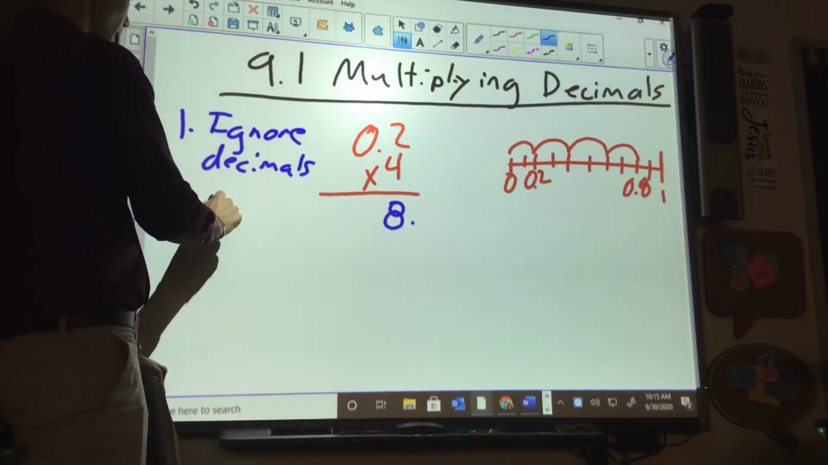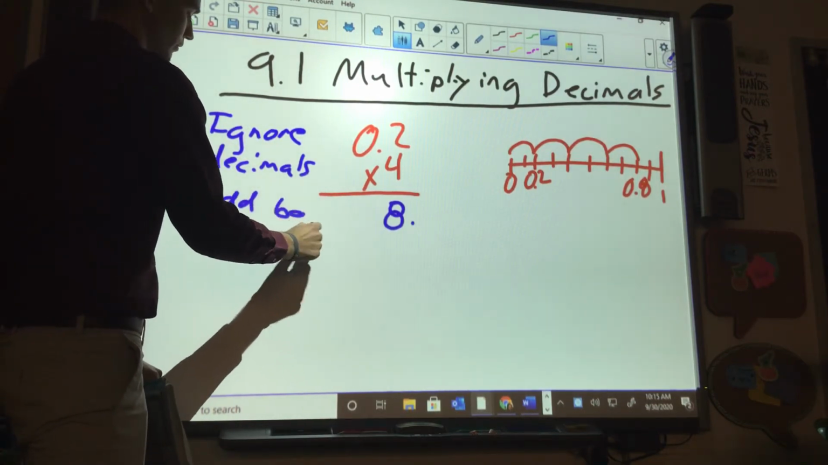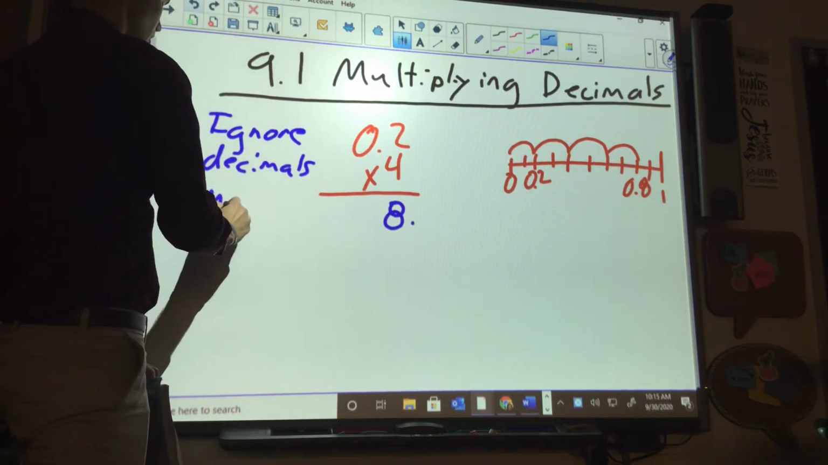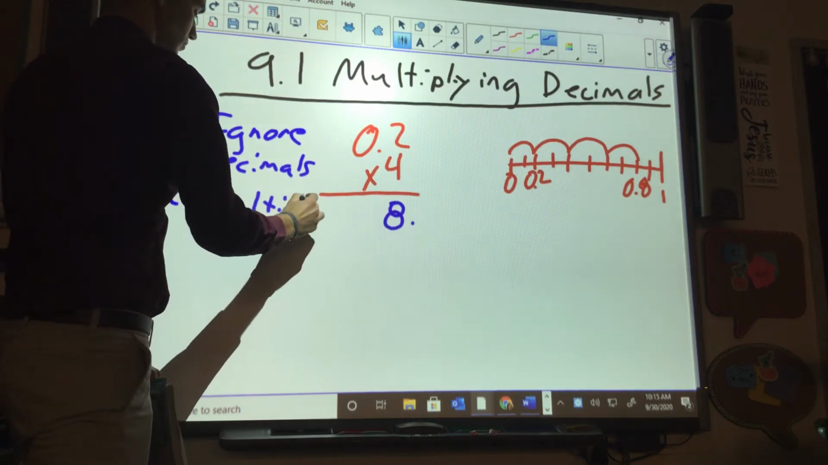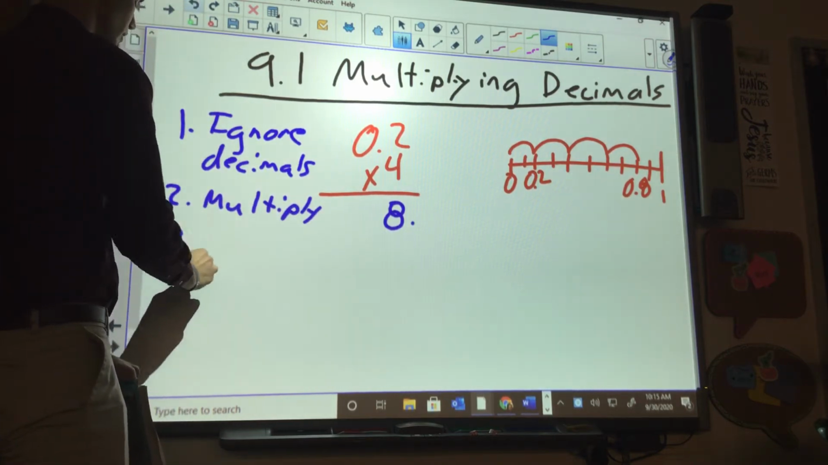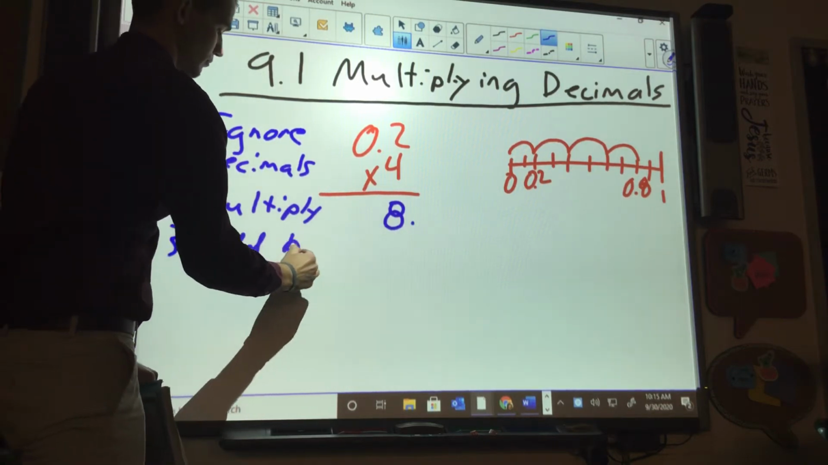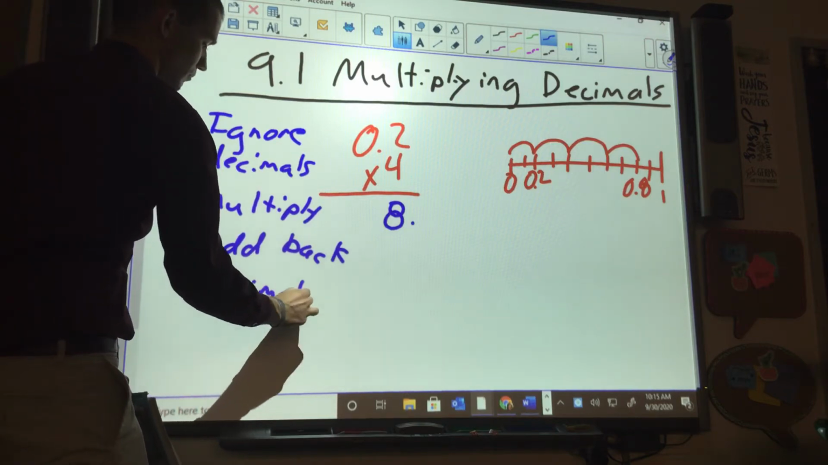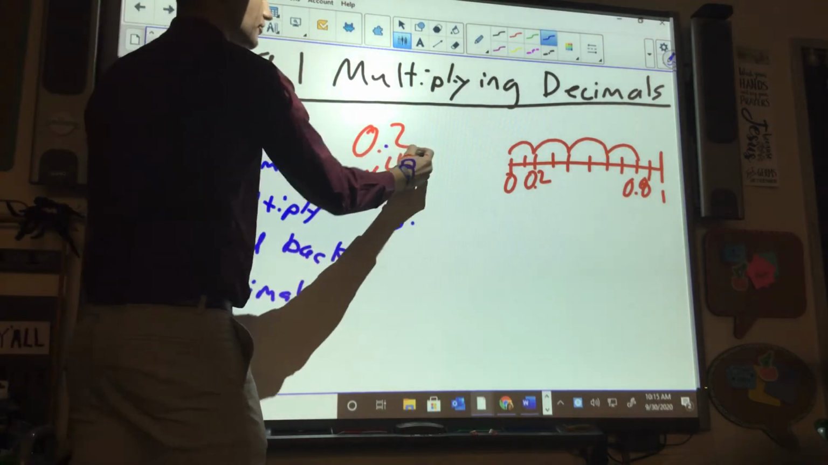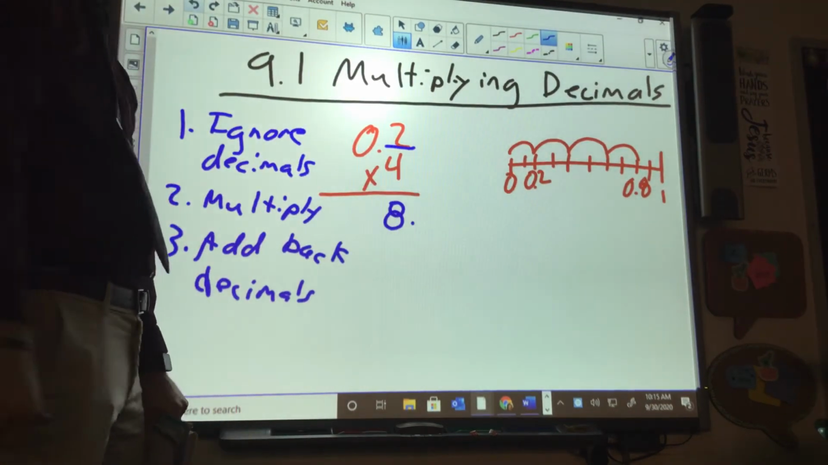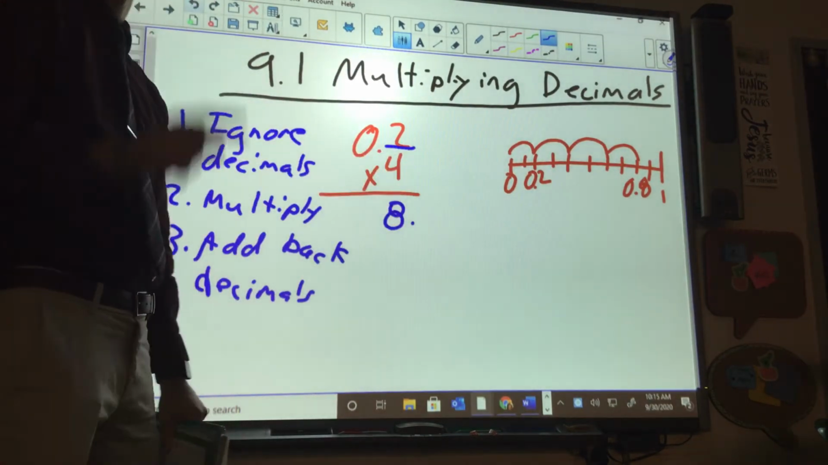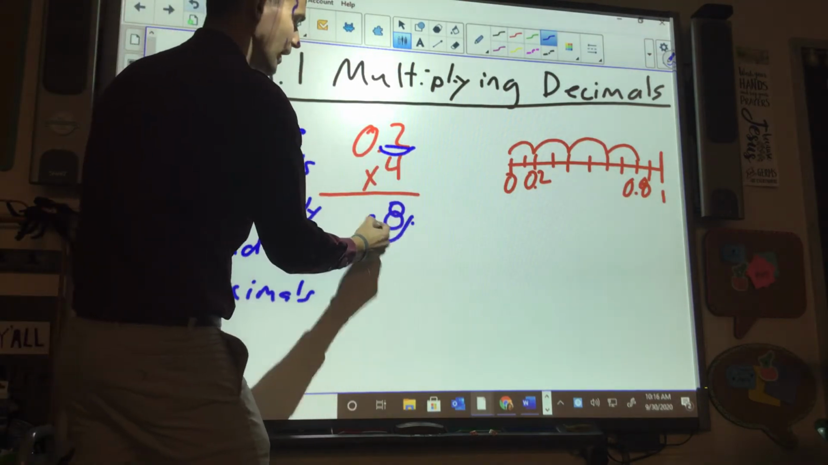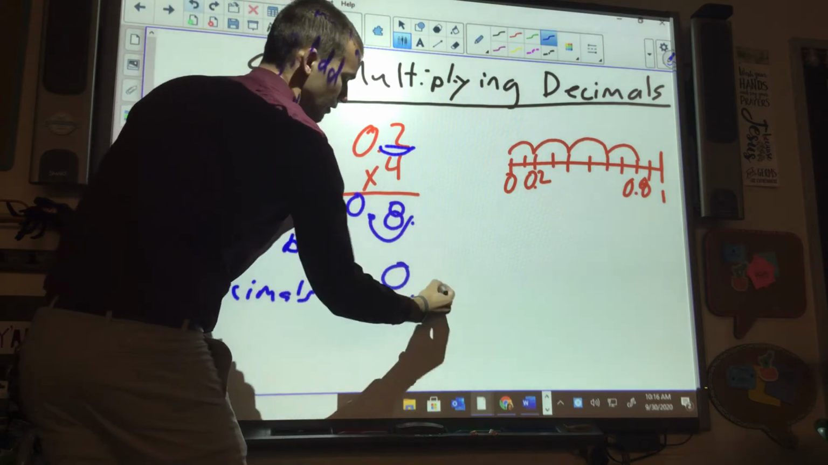Step 2, add back. Sorry. Step 1 is ignore decimals. 2 is multiply. And 3 is add back your decimals. So I add back, how many decimals did I take away? How many decimals did I take away? 1. Right here. 1 decimal I took away, so I add 1 decimal back. That makes my final answer 8/10.